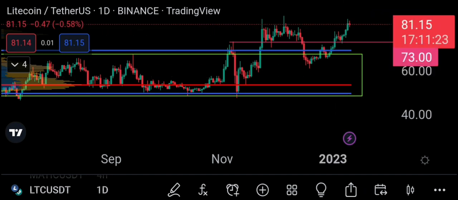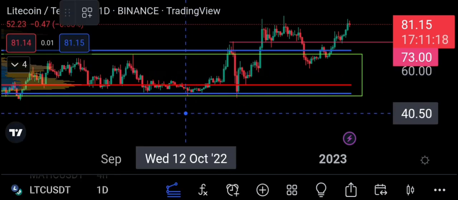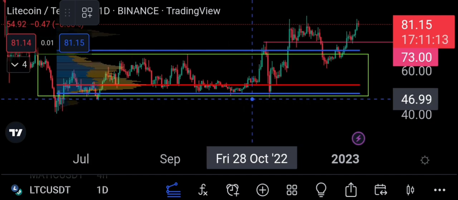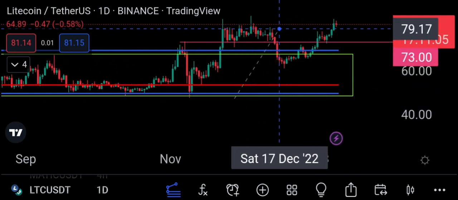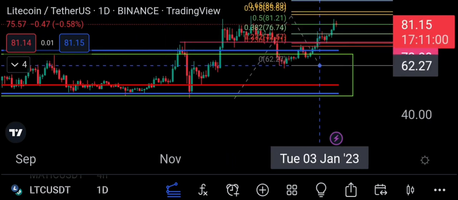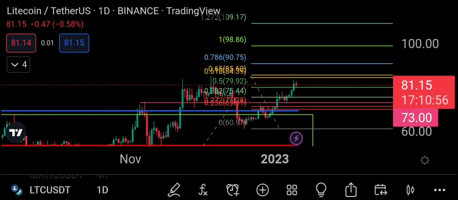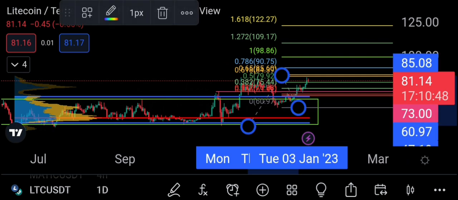So if I take a trend-based fib extension and make some assumptions here and say that we started off here, I would say this is a macro third wave. In the third wave we have a 1 to the upside, just if we're having a bullish sentiment. And down here, then essentially my third wave could go up to the 1-to-1 extension at 98, or even the 1.618 at 122. That's a good target.